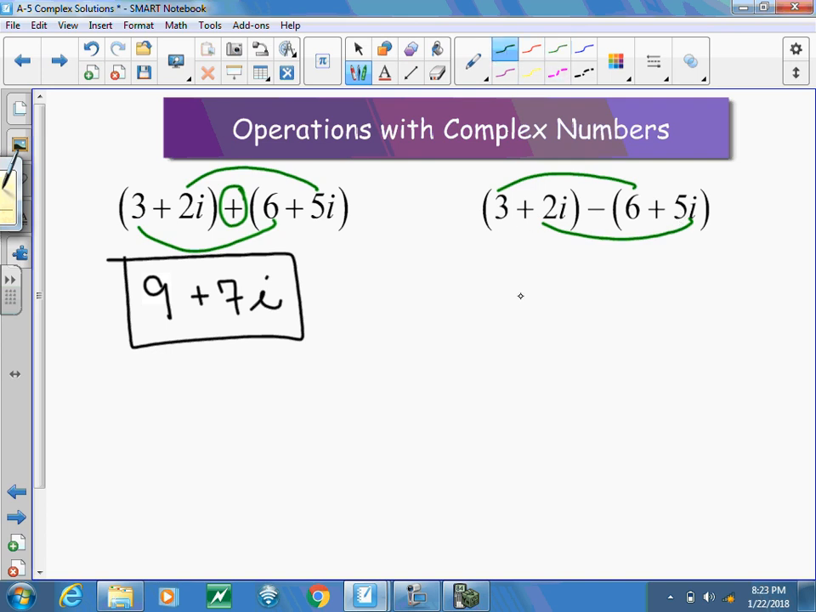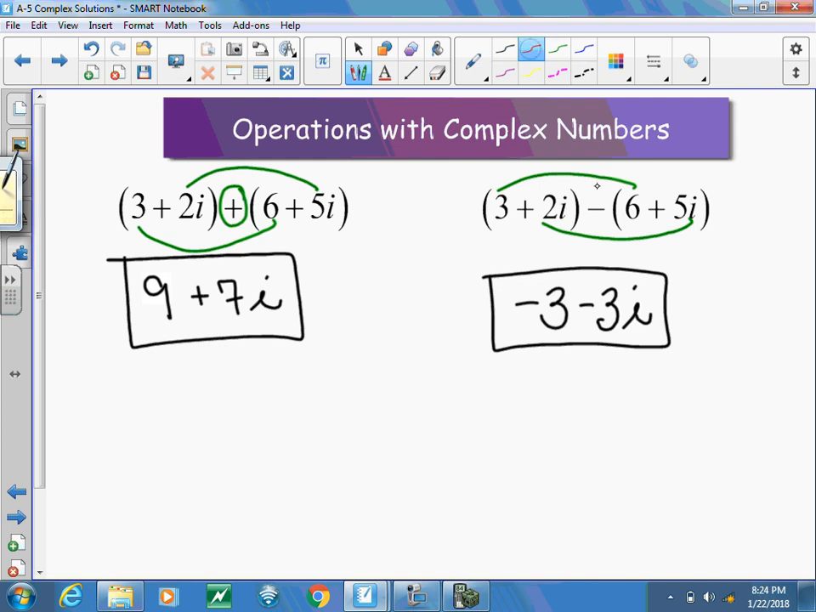3 minus 6 is going to end up giving us a negative 3. 2i minus 5i would end up giving us a negative 3i. So be careful about that. If that ever seems tricky, you can always distribute and work with addition. So 3 plus a negative 6, 2i plus a negative 5i, you could do that too.